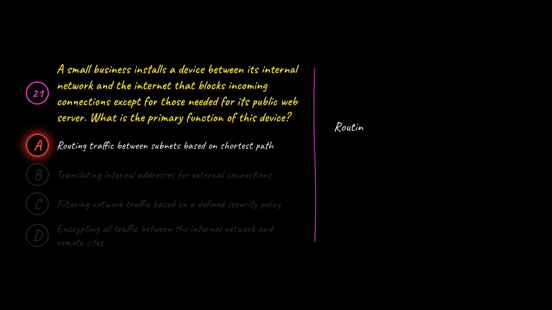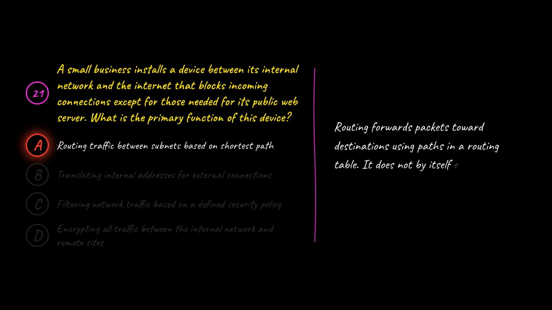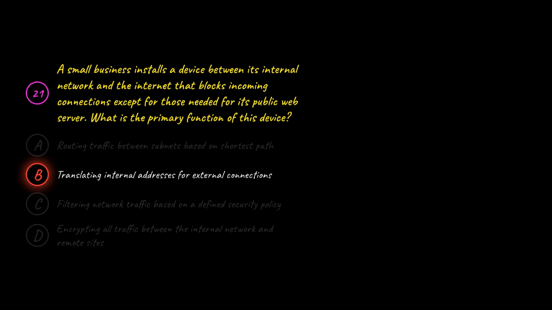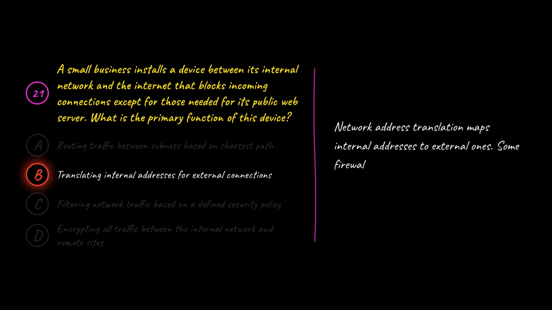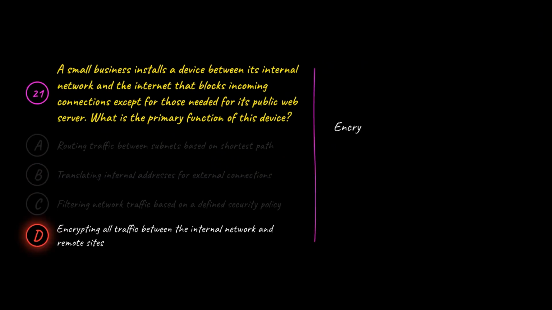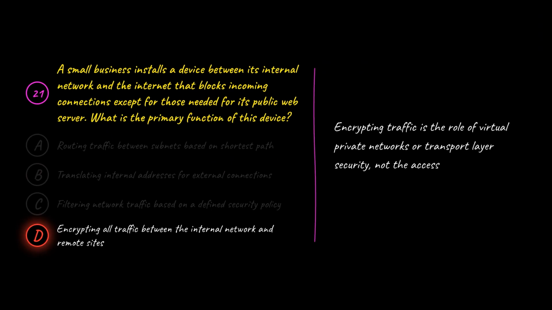A is wrong because routing forwards packets toward destinations using paths in a routing table. It does not by itself enforce security policy. B is wrong because network address translation maps internal addresses to external ones. Some firewalls perform that function, but it is not the primary security role described. D is wrong because encrypting traffic is the role of virtual private networks or transport layer security, not the access control role described in the scenario.